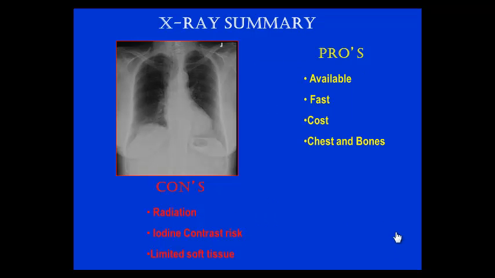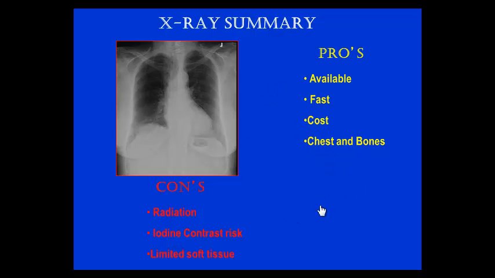Okay, so if we summarize X-rays, the pros and cons: it's very available. They can be portable units. They're very fast. Cost is pretty reasonable. It's very good for air, for chest, so we can see the lungs. We can see how well the lungs are ventilated. And for bones, it's very good for looking for bones and fractures.